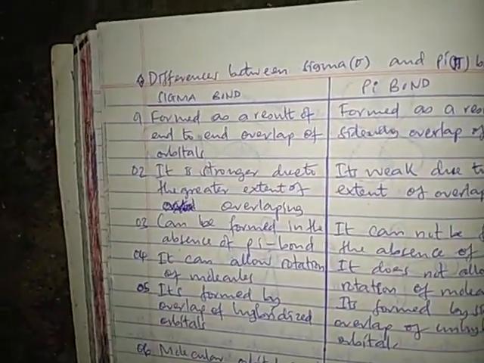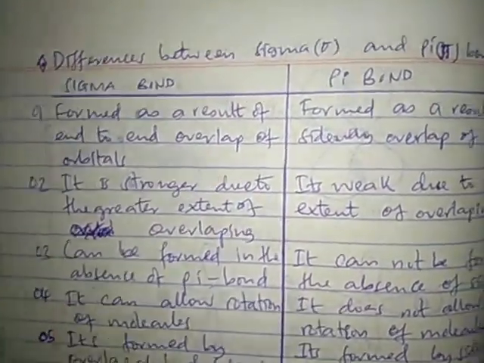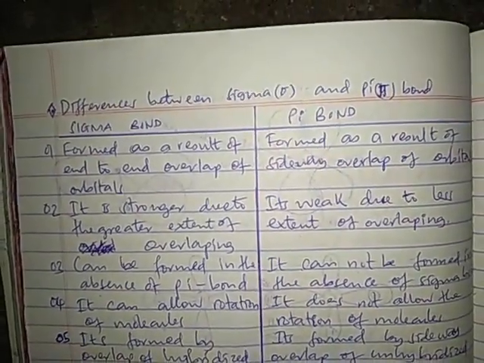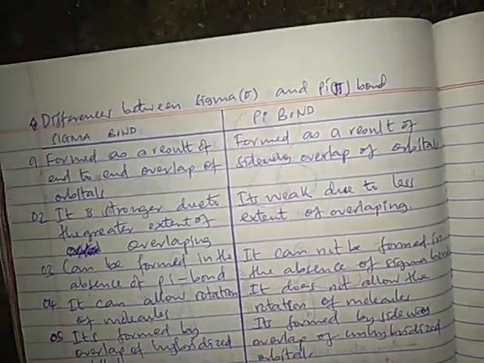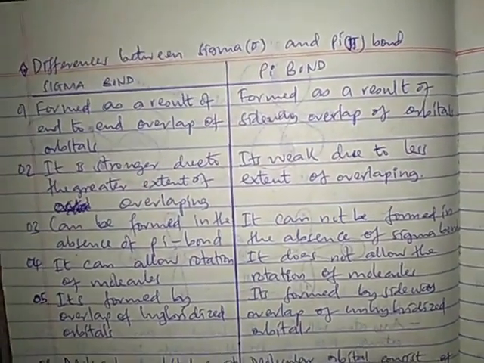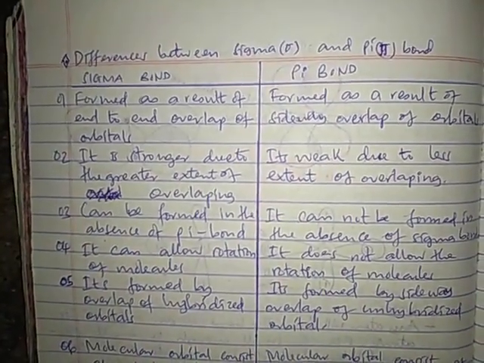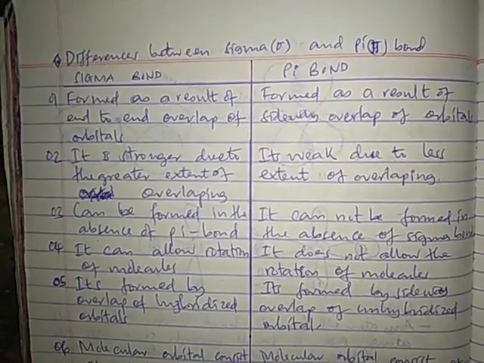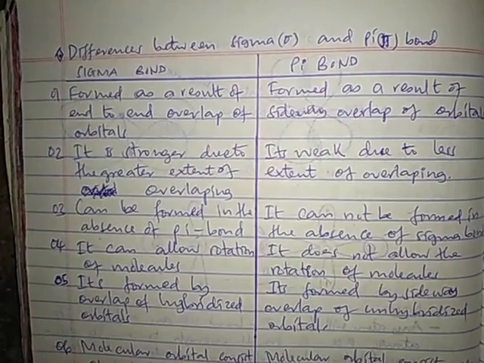As we are going to finish this part of sigma and pi bond and the valence theory, let's see about the differences between the sigma and the pi bonds, because some of the teachers prefer to ask these in exams. First, sigma bonds are formed as a result of end-to-end overlap, while pi bonds are formed as a result of sideway overlap.